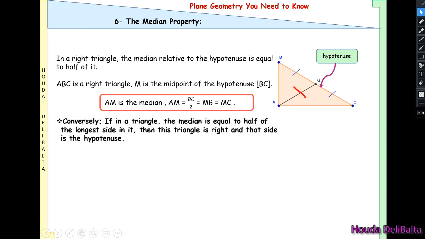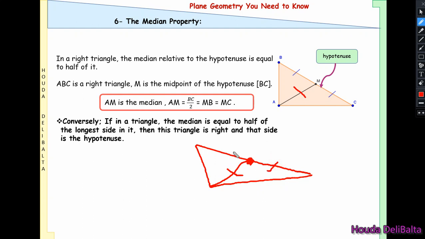Conversely, there is a converse. If in a triangle the median is equal to half of the longest side, then this triangle is right and that side is the hypotenuse. So if you have that form, for example, a median that happens to be equal to half of the longest side, then we discover that this triangle is a right triangle. That's the converse of the property that the median relative to the hypotenuse in a right triangle is equal to half of it.